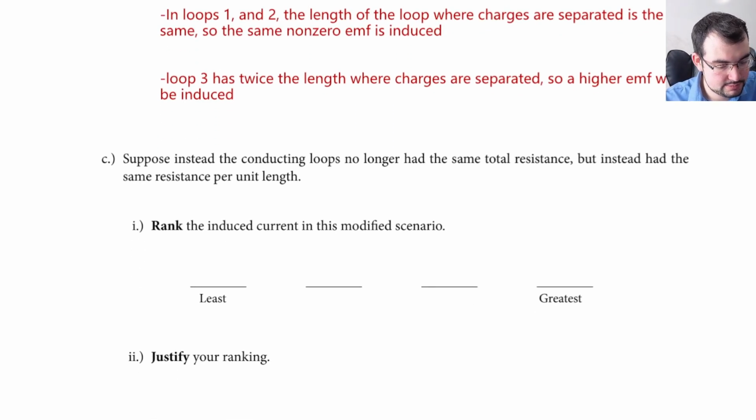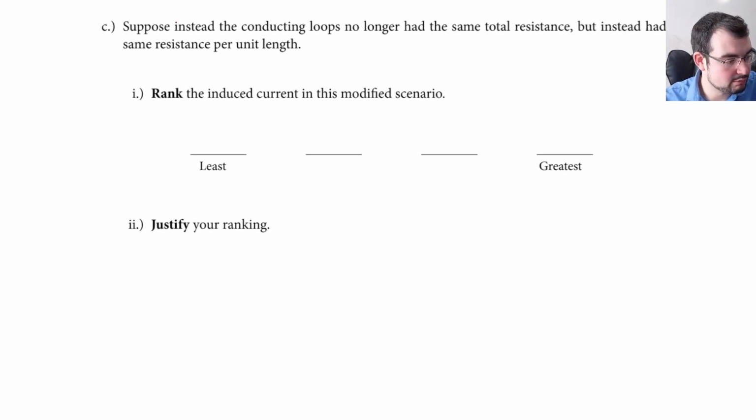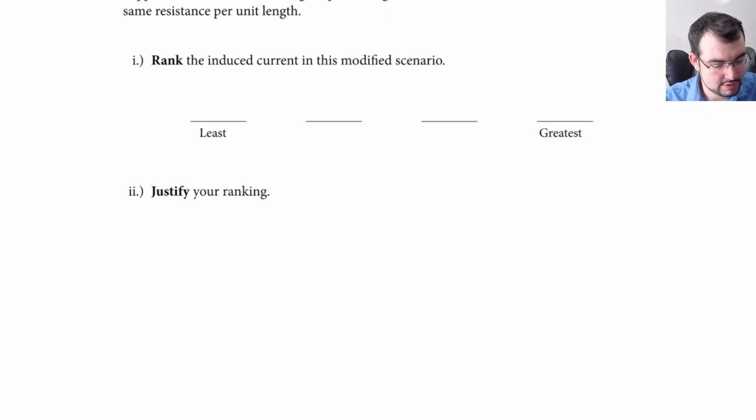in this last one, where we have a really tricky ranking. This is more of an extension activity. Suppose instead they don't have the same resistance, but the same resistance per length, which is a much more reasonable assumption. So now we actually have to incorporate this.